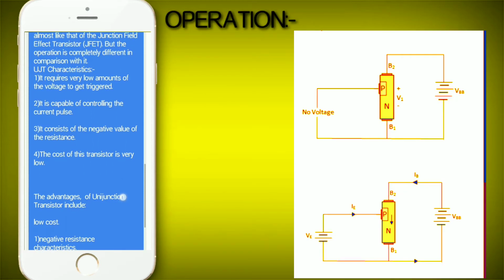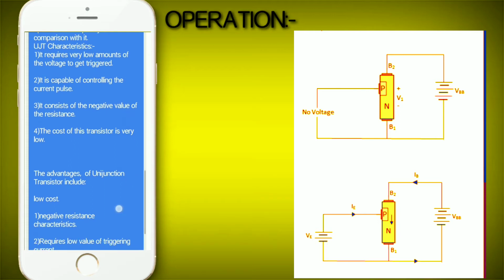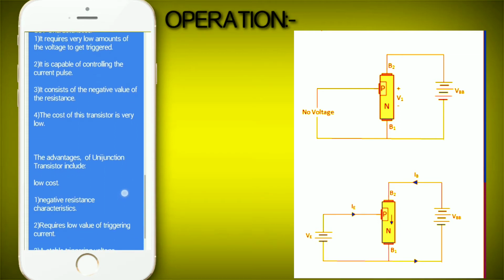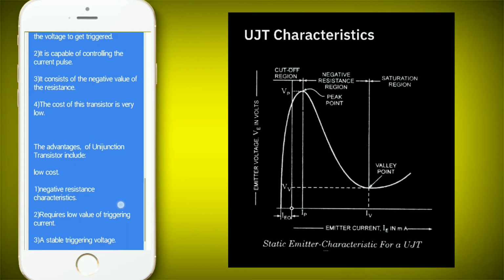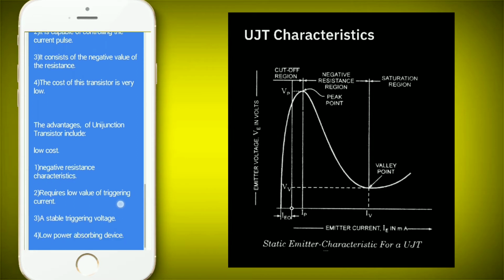UJT characteristics: 1. It requires very low amounts of voltage to get triggered. 2. It is capable of controlling the current pulse. 3. It consists of a negative value of resistance. 4. The cost of this transistor is very low.